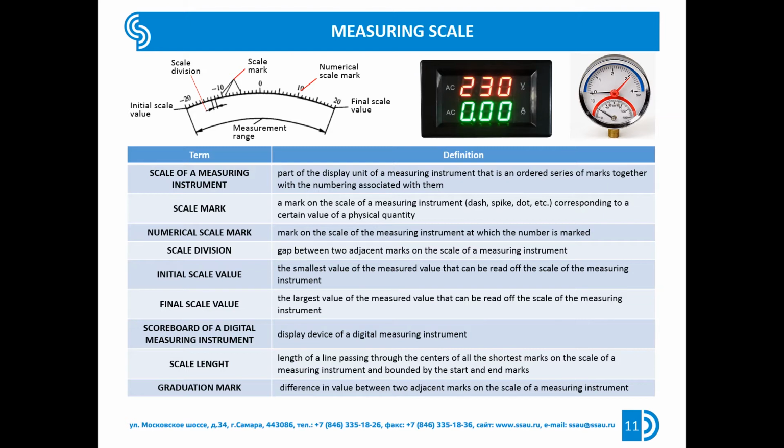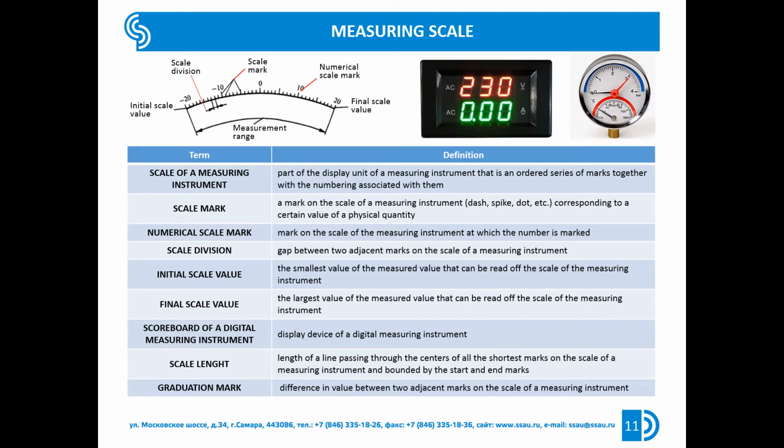Scale mark is a mark on the scale of a measuring instrument, dash, spike, dot, etc., corresponding to a certain value of a physical quantity. The numerical scale mark is a mark on the scale of a measuring instrument at which the number is marked. Scale division is a gap between two adjacent marks on the scale of a measuring instrument. The graduation value is the difference in value between two adjacent marks on the scale of a measuring instrument.